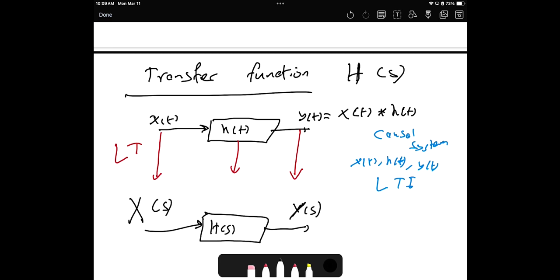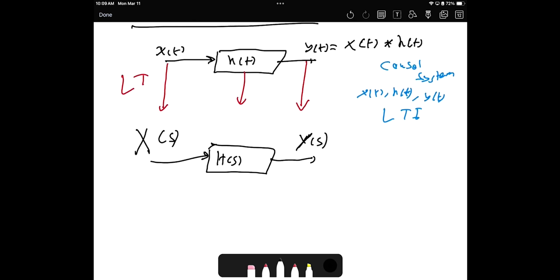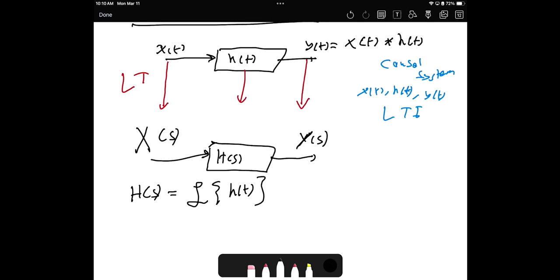We used to say in time domain h of t is the impulse response, right? Now, H of s, here is the thing, will be called the transfer function, which is the Laplace transformation of h of t, the impulse response. So the Laplace transformation of the impulse response is called the transfer function. So H of s is the transfer function.